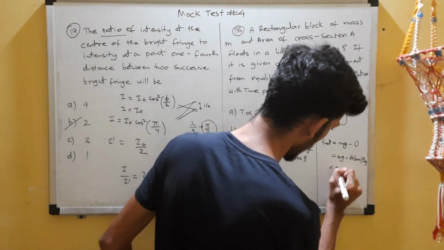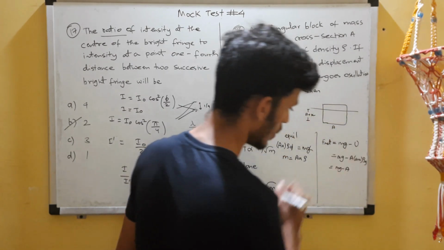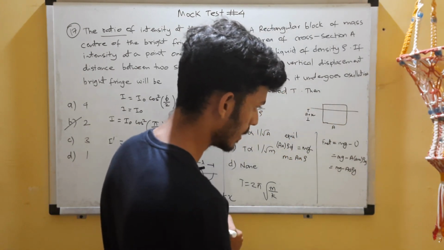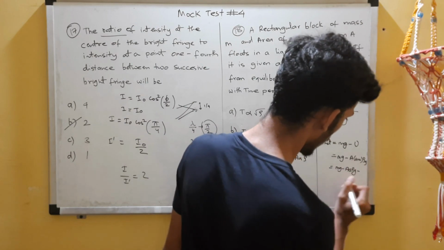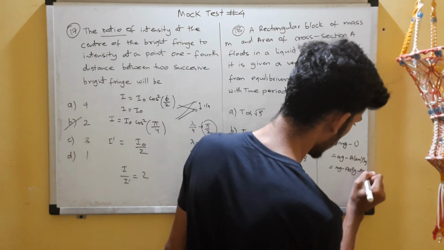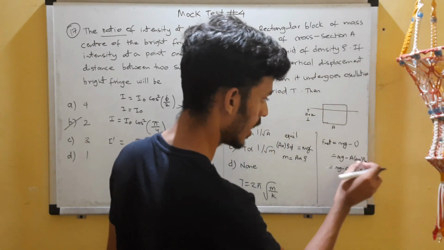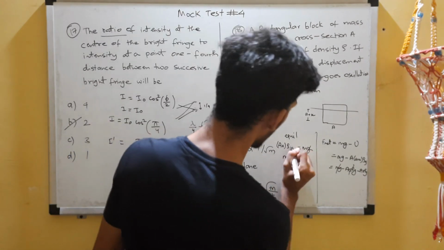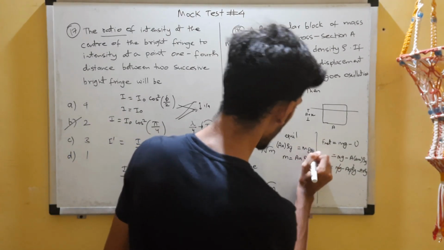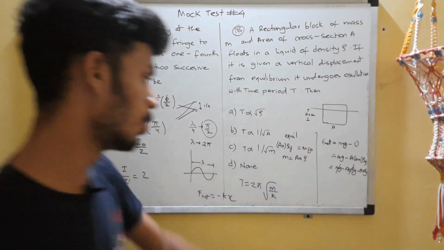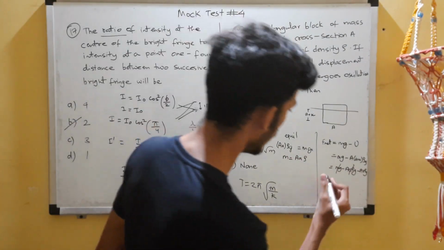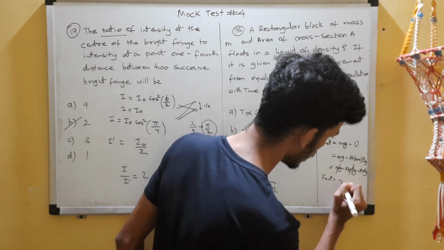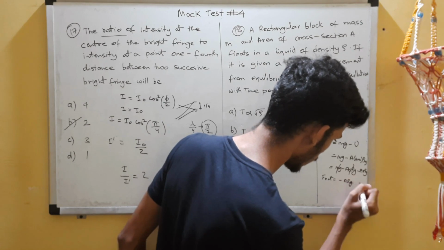So here you'll get mg minus, now just open that up, a rho g, and minus again ax rho g. If you see, mg and a rho g are equal under equilibrium condition, mg equal to a rho g. So these two cancel, and the net force basically is minus a rho g into x.